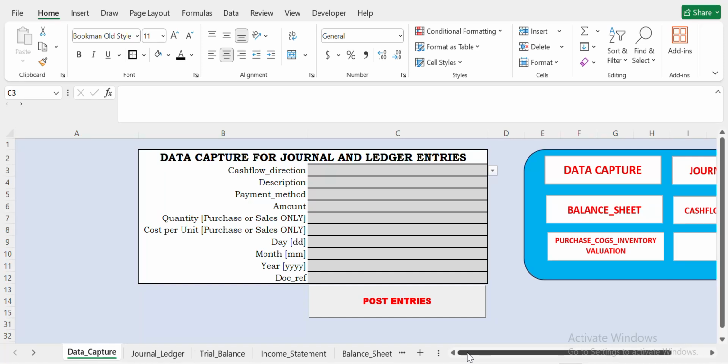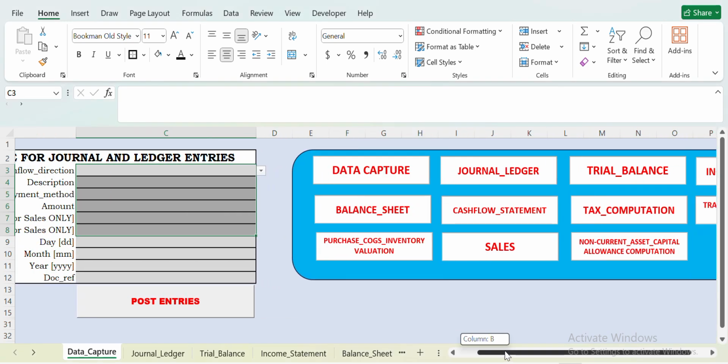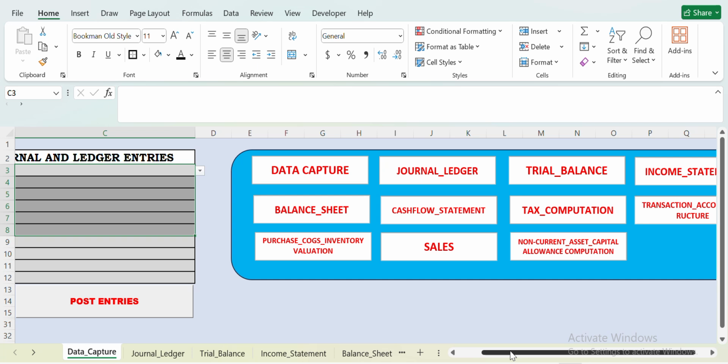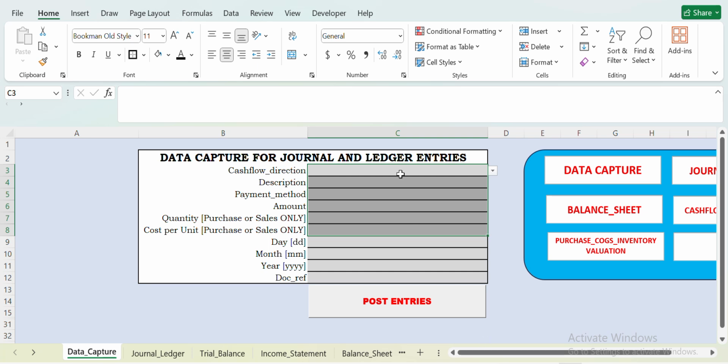Hello guys, so I just built what I call the Smart AI Accountant that automatically posts your financial transactions into your journal/ledger, trial balance, income statement, balance sheet, cash flow statement, computes your tax, computes your cost of goods sold and inventory, and as well computes your capital allowance on your non-current assets. So I'm quickly going to walk you through how it goes.